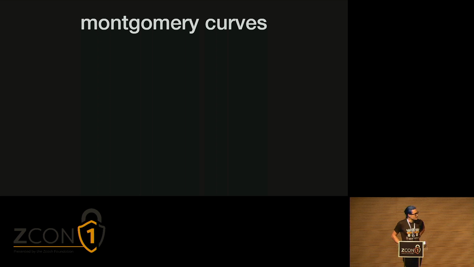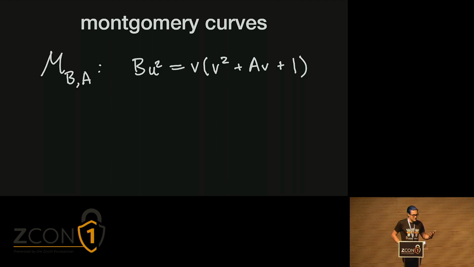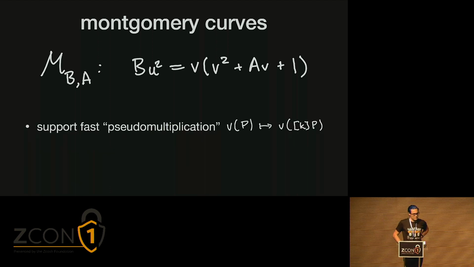The first one is Montgomery curves. They have this shape, two parameters, B and A. B is like a twisting parameter, and A is doing all the work. Up to isomorphism, there's actually only two choices of B. These are pretty well known because they have this fast pseudo multiplication, where if you know the U coordinate of some curve point, then it's very easy and efficient to compute the U coordinate of some scalar multiplication. So if you want to do Diffie-Hellman, that's pretty cool.